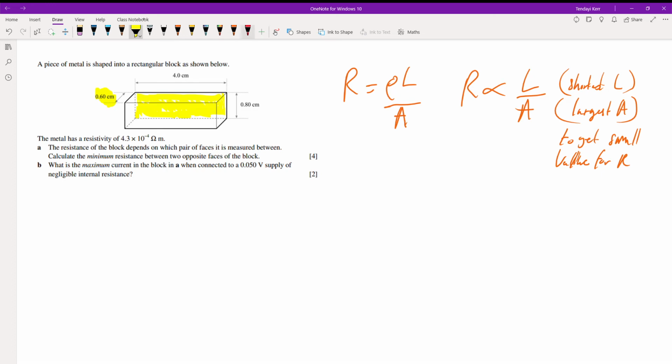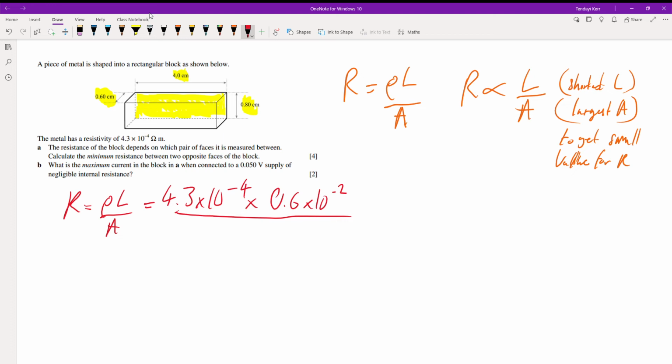Then it's just a case of using the equation. So we've thought about which dimensions we're going to use, these here, and we plug into the equation. So R is equal to rho L over A. Resistivity is given. We need to make sure that all the lengths are in meters. So all the dimensions are in meters. So that length of 0.6, that needs to be in meters. So 0.6 times 10 to the minus 2.